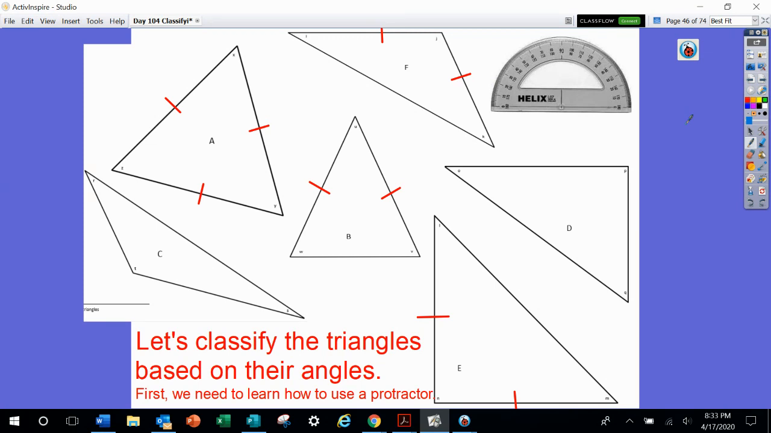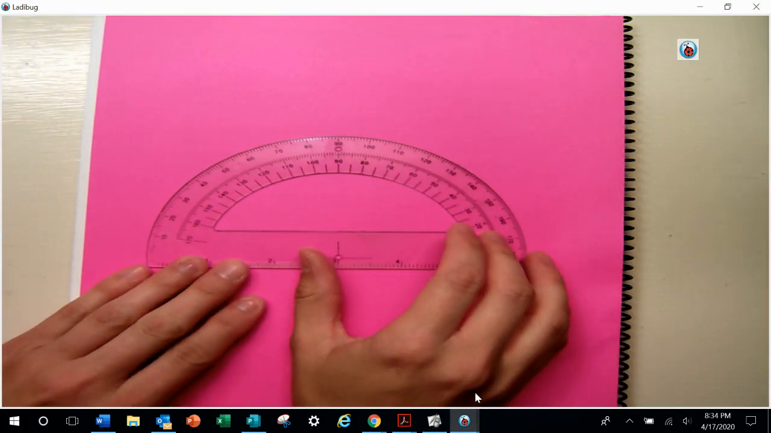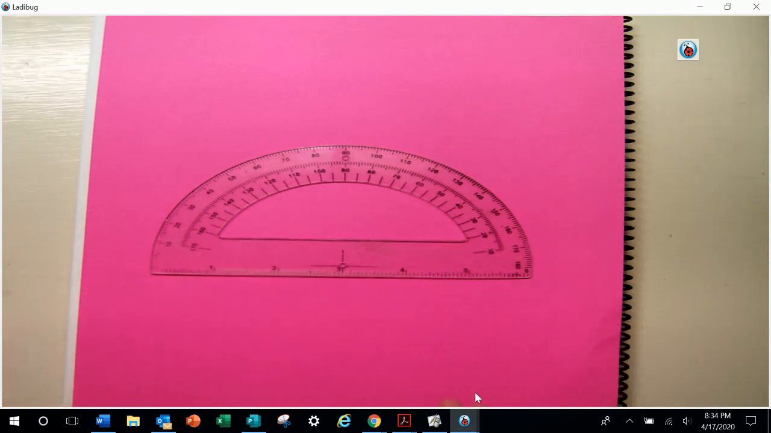You have access to protractors online. There are many that you could print, and I'm sure they're all good. We've attached some in your little packet as far as a link that you could go to, okay? So let's go ahead and look at how to use a protractor really quickly, because let's be honest, most people don't use protractors on a daily basis.